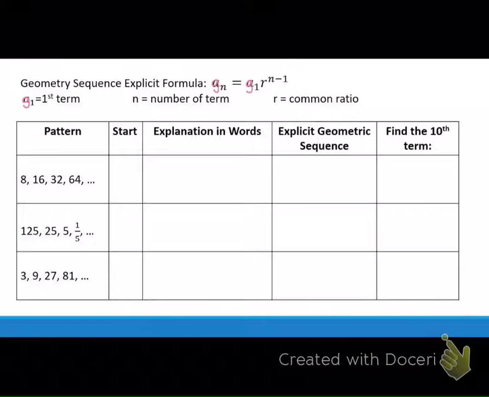So we are going to use this formula to write this, and we're going to talk about how much easier it is to find that 10th term. Now, what is my first term, Jana, for the first one? And what is happening each time, Brian? Yeah, it's getting multiplied by 2.